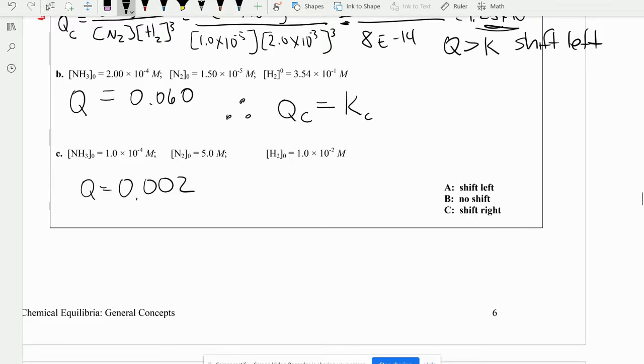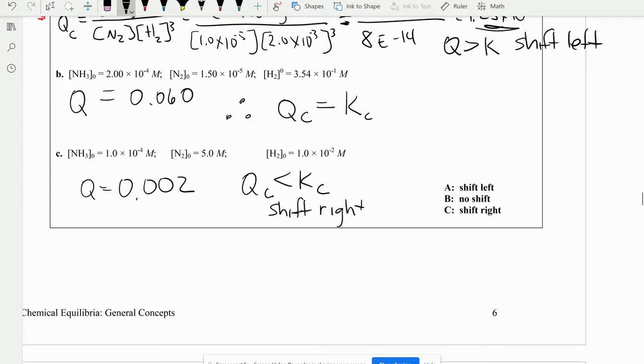Here is the answer that you should have arrived at for exercise 7C. You can easily see that Q is less than the equilibrium constant K. And when that's the case, we're going to need to shift to the right. In other words, we have a lot of reactants, and they aren't going anywhere, so we need to actually produce more of the products. So in this particular case, the reaction is going to need to shift to the right in order to establish equilibrium. All right, you guys, that was page 6.